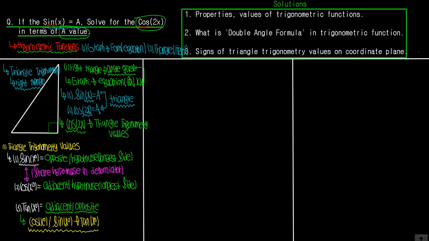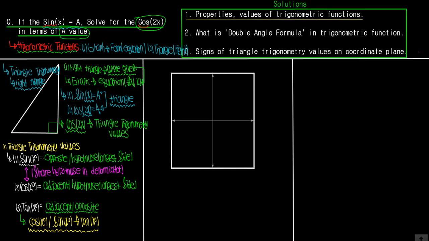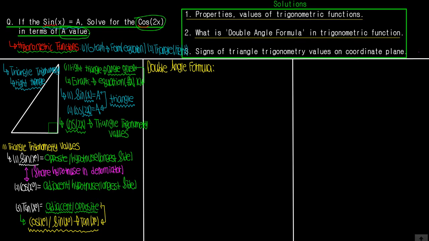So these were the 3 triangle trigonometric values that remind us of the properties and values of trigonometric functions. And let's go to the second thing. What is the second thing? It is the double angle formula in our triangle trigonometry. Now we are going to talk about the definition of our double angle formula first, and why and when do we use it in our trigonometric functions?